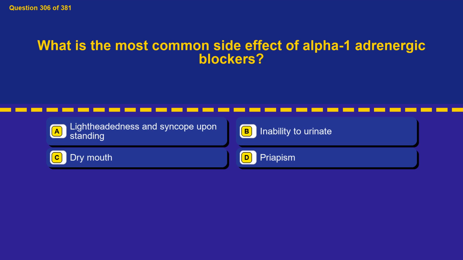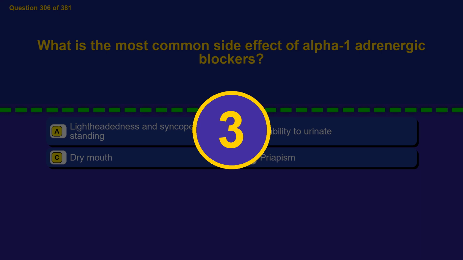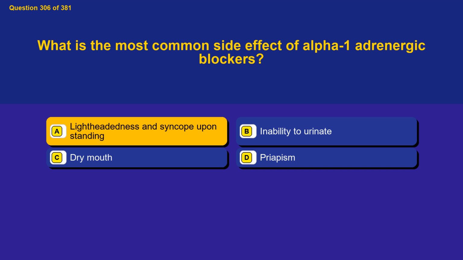Question 306. What is the most common side effect of alpha-1 adrenergic blockers? Option A, lightheadedness and syncope upon standing. Option B, inability to urinate. Option C, a dry mouth. Option D, priapism. The correct answer is option A, lightheadedness and syncope upon standing.